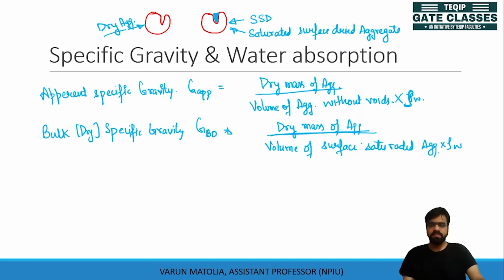So this is it. But what major thing is the volume of aggregate without voids means this red area is considered for calculation of apparent specific gravity. And for calculation of bulk dry specific gravity, the area which is considered or the volume which is considered includes this blue area also. Means the surface saturated area, surface dried area or the saturated mass of the aggregate is calculated.